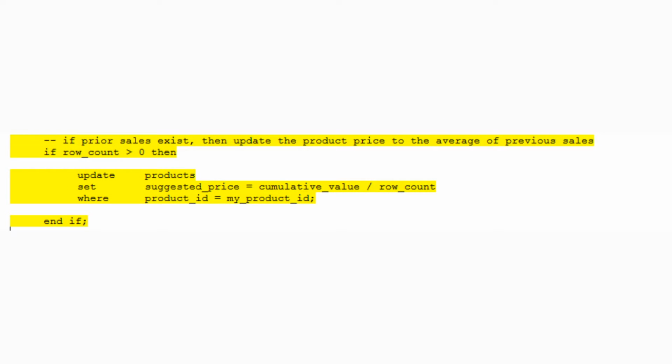All right, the next paragraph's pretty easy. If row count is greater than 0, then update the products, setting the suggested price to the average of the previous sales where the product ID is equal to my passed in product ID parameter. All right, something to think about, guys. What happens if row count equals 0? And that is, our cursor found no rows, or that product ID has never been sold. Think about it. Correct. Absolutely nothing happens because that if-then doesn't fire.